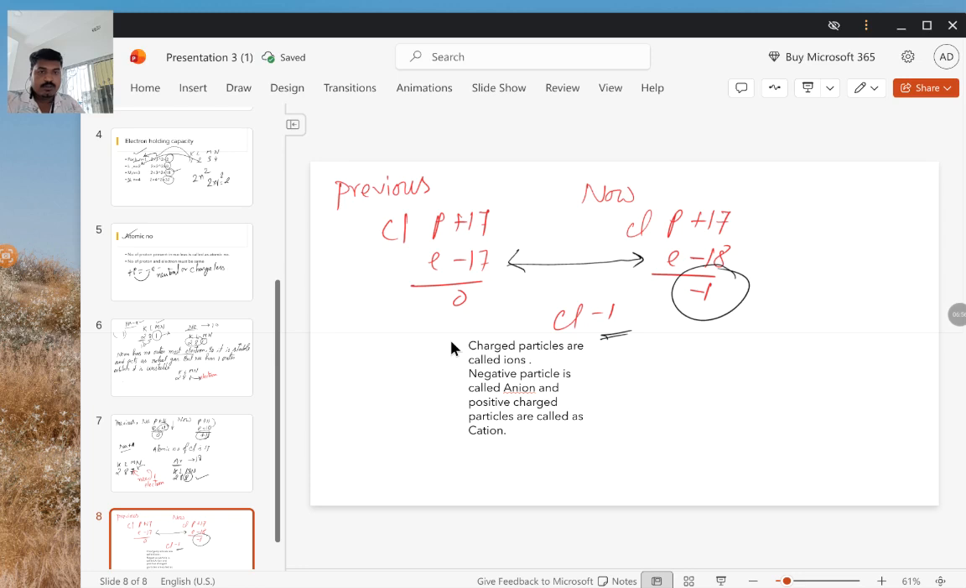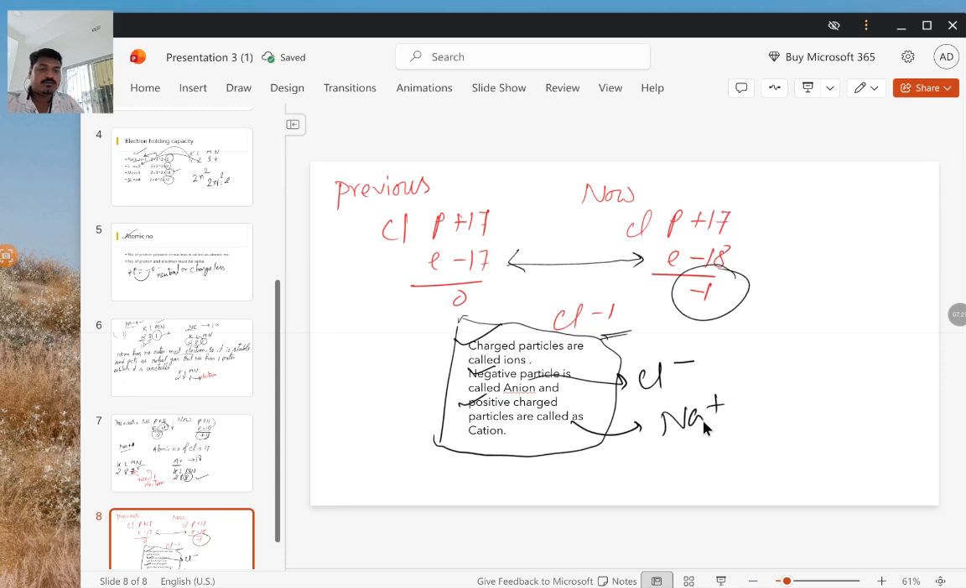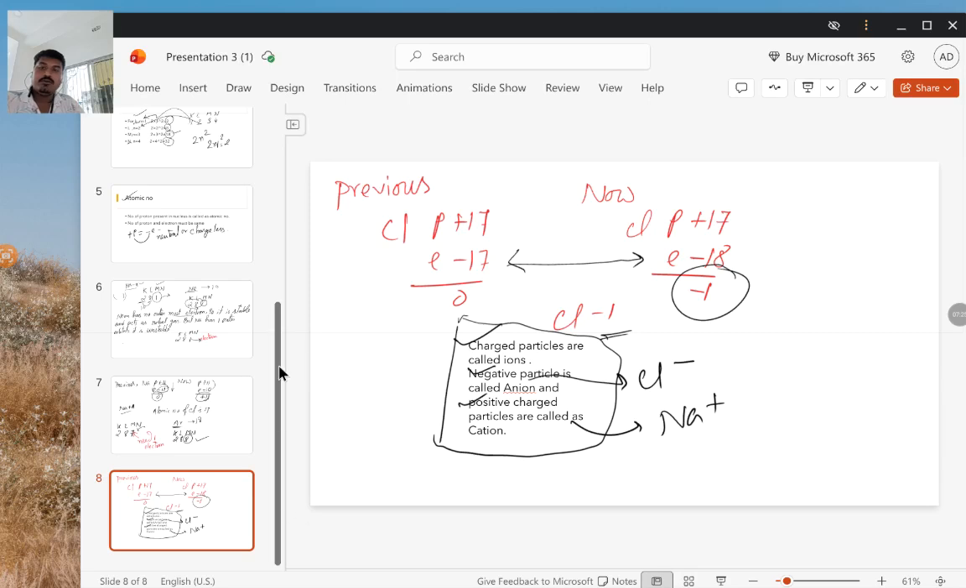Now we have to understand this small part. Charged particles are called ions, negatively charged particles are called anions, and positively charged particles are called cations. You have to remember this. An example of an anion is Cl minus 1. An example of a cation is Na plus. Clear?